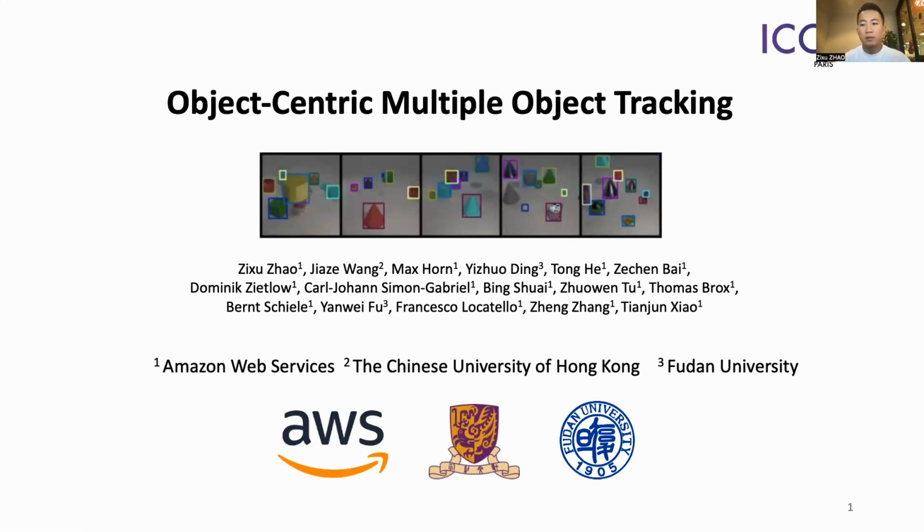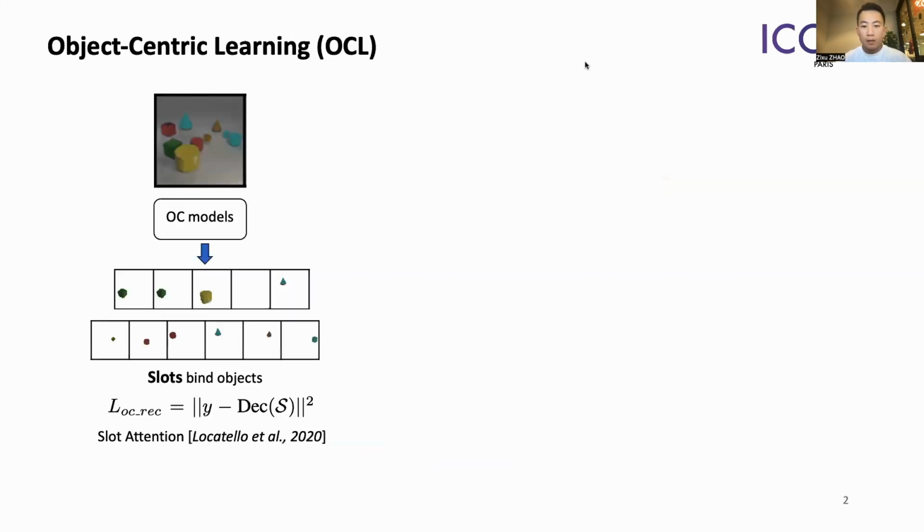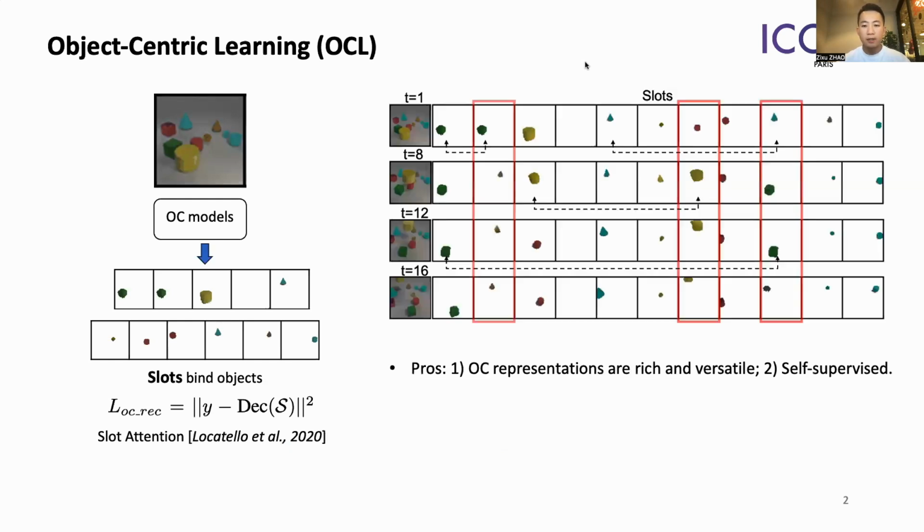I'm very glad to introduce our work for object-centric multiple object tracking. This work starts from unsupervised object-centric learning. The object-centric models bind objects into a couple of slot embeddings and can be trained with a self-supervised reconstruction loss. Most impressively, the OC representations are rich and versatile, containing enough object information such as position and appearance that are very important for downstream tasks like tracking.